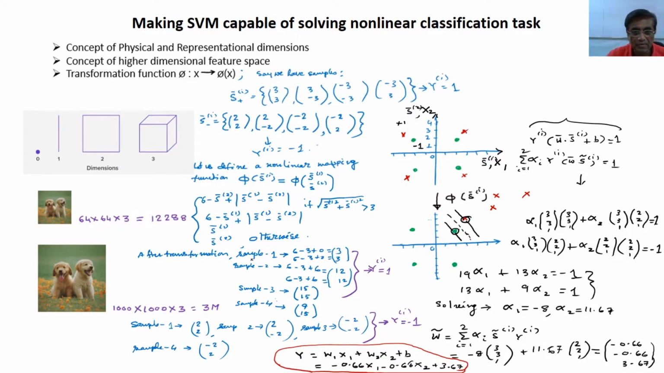Let us see one by one. Sample 1 is 3, 3. Then 3, 3 will remain. You see, first of all, 3, 3 is greater than.